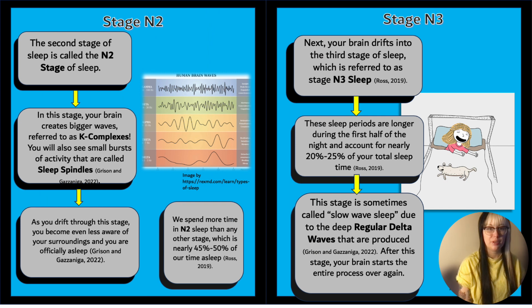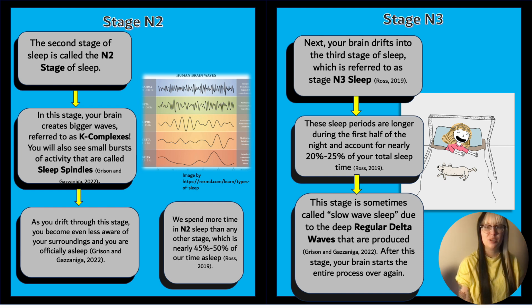Stage N2. The second stage of sleep is called the N2 stage of sleep. In this stage, your brain creates bigger waves referred to as K-complexes. You will also see small bursts of activity that are called sleep spindles. As you drift through this stage, you become even less aware of your surroundings and you are officially asleep. We spend more time in N2 sleep than any other stage, which is nearly 45 to 50% of our time asleep.